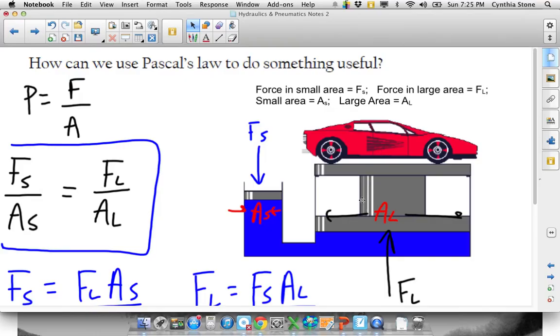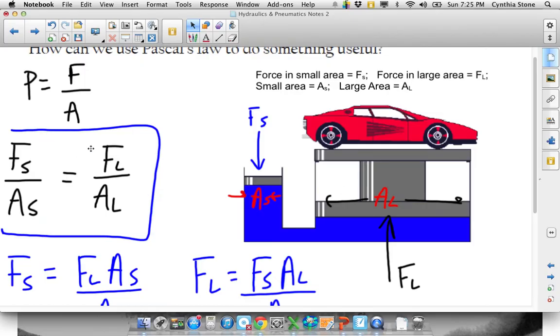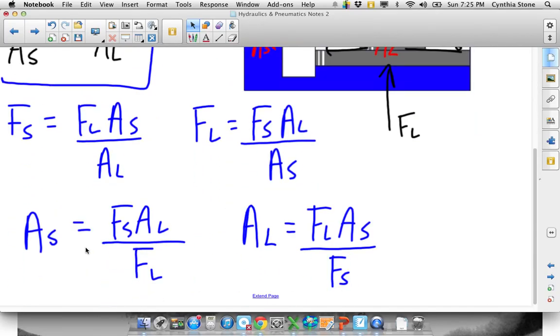Okay? So these are the rearranged forms of that equation, by the way. So this equation is not very useful. What is useful is the way these Pascal's law problems go is you're always looking for one of the things. What's the maximum load you could pull up? That would be FL. What area should you design in to here? That would be AL. What's the minimum force you need to apply to be able to lift the car? That would be Fs. Okay?